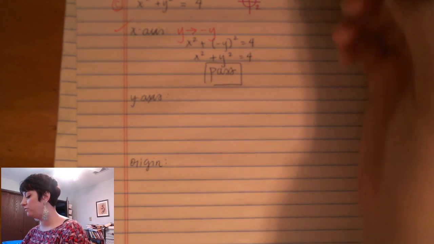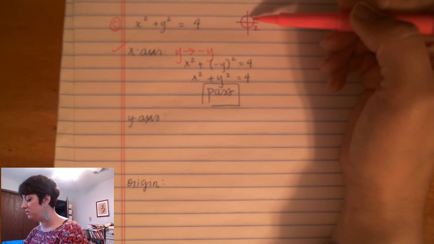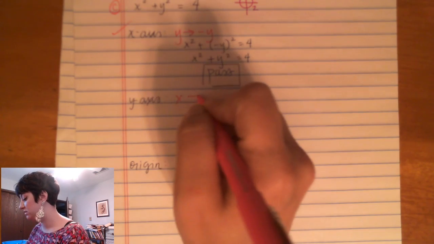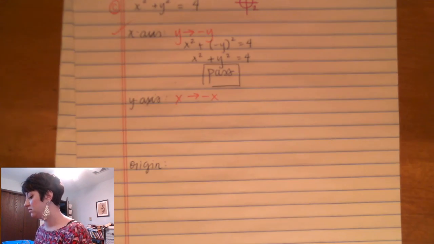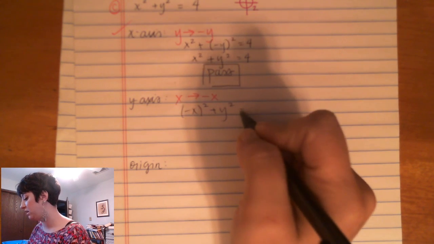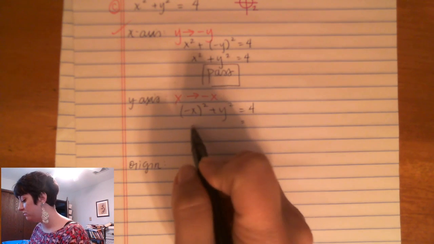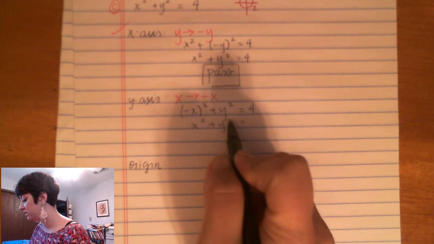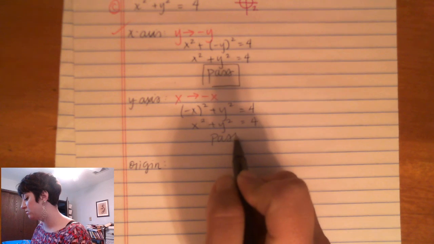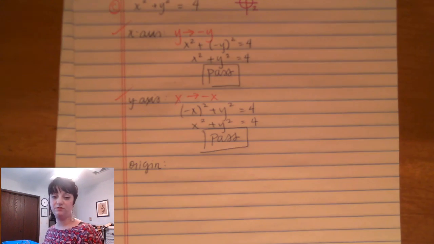Y-axis, I'm going to go from positive x's, flip over the y-axis to negative x's. So that's my test. So negative x quantity squared plus y squared equals 4. Something squared when negative becomes positive, so I get x squared plus y squared equals 4. So another pass. So I do have y-axis symmetry, which we can see from our picture.